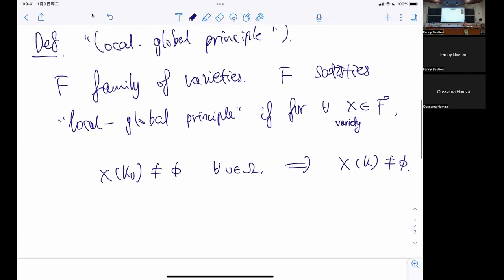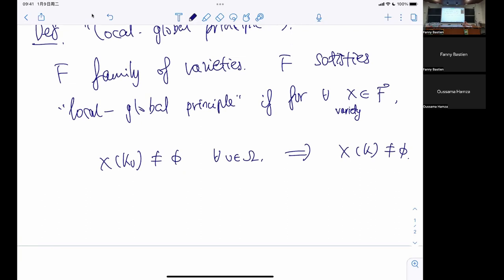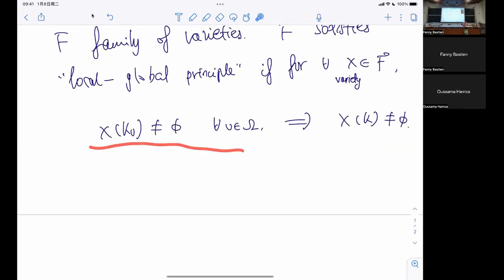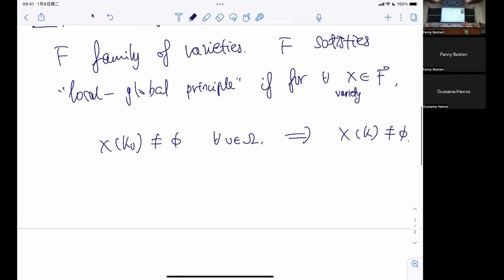Okay, we're back. So this is the definition of local global principle for a family of varieties. Why do we talk about a family of varieties? Because given one variety, of course, we cannot talk about how to detect the existence of global points. So we say that the local global principle holds for this family if for any variety in this family, the variety admits local points everywhere for all the local places, and then we know that there exists a global solution. In this case, we say that the local global principle is satisfied for this family of varieties.